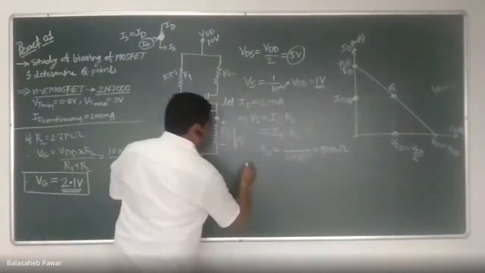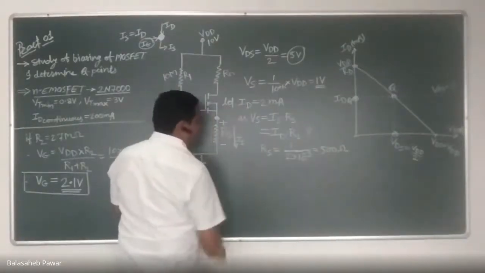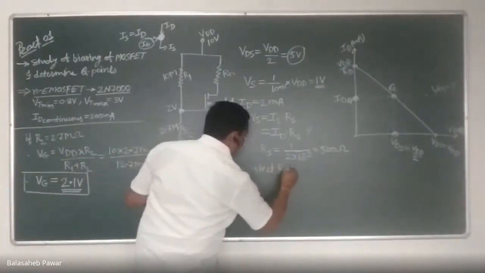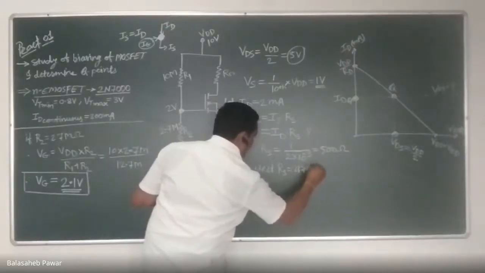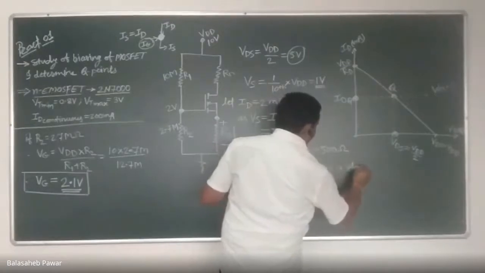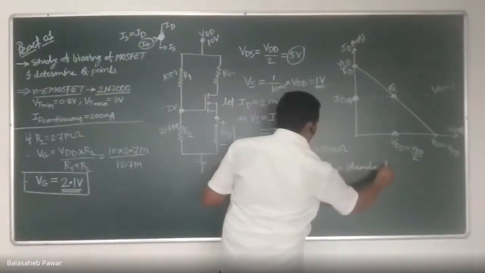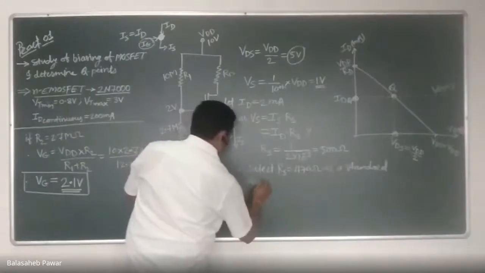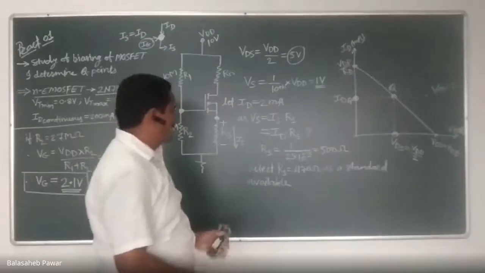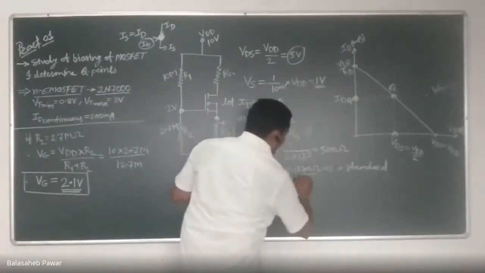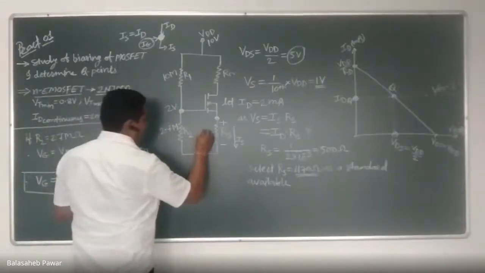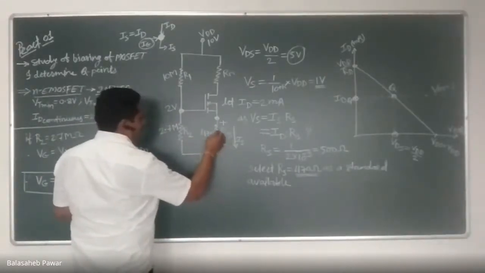Right. Therefore, write down one statement here. Therefore, select Rs equals 470 ohm as a standard available value resistor. Select Rs equals 470 ohm as a standard available resistor over here.